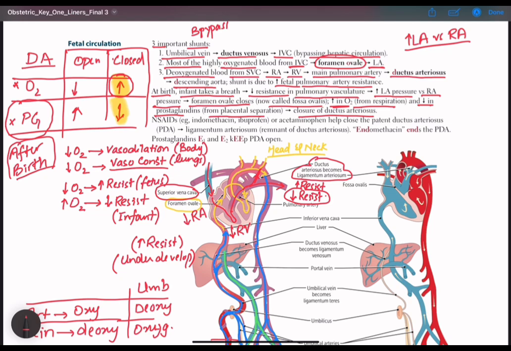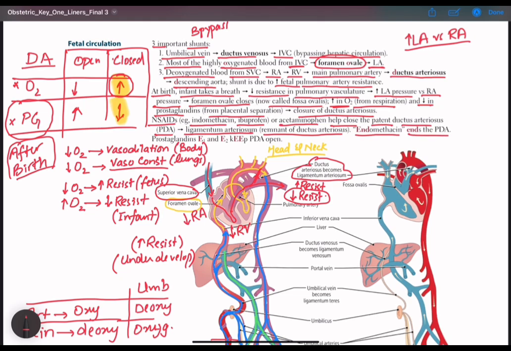So, in order to close ductus arteriosus after birth, when in certain states the ductus arteriosus doesn't close properly, in such state we give NSAIDs which decrease prostaglandin and thus the ductus arteriosus closes. NSAIDs like indomethacin or ibuprofen or acetaminophen help close the patent ductus arteriosus, also known as PDA, which becomes ligamentum arteriosum, a remnant of ductus arteriosus. The mnemonic for it is indomethacin ends the PDA.